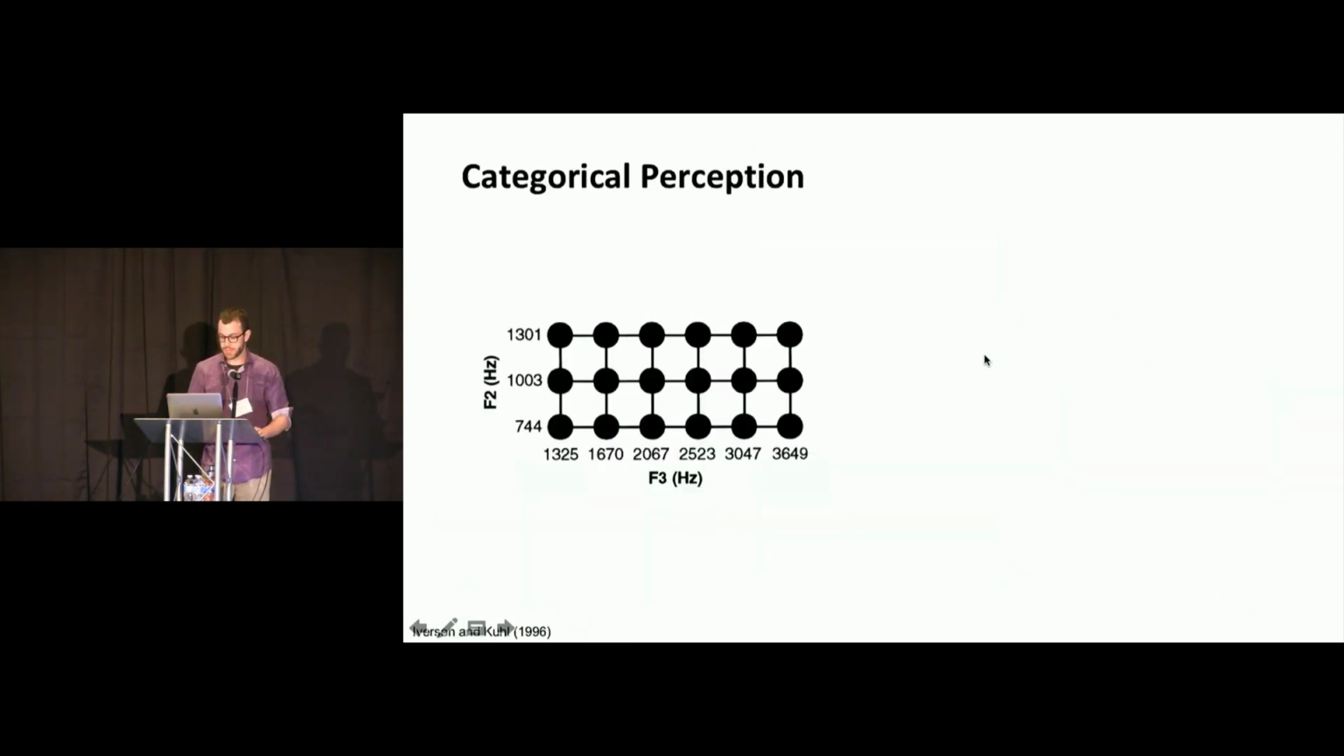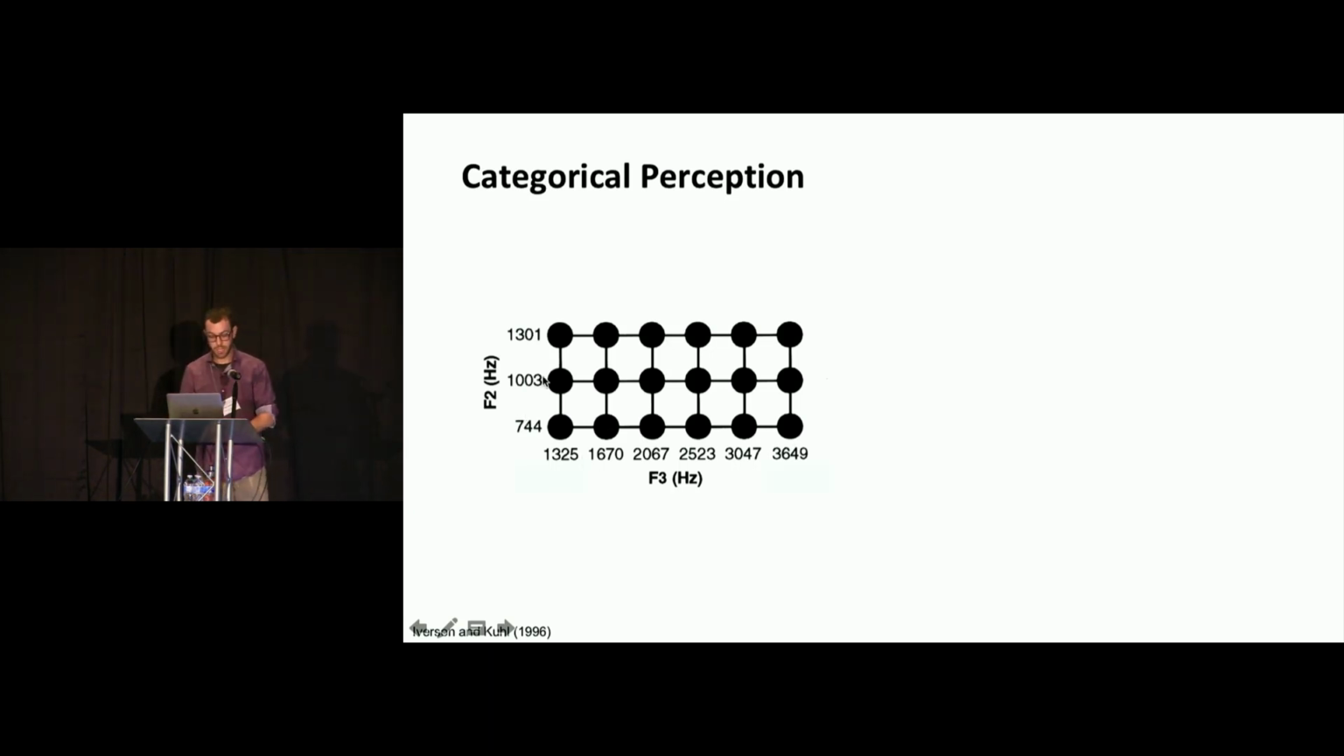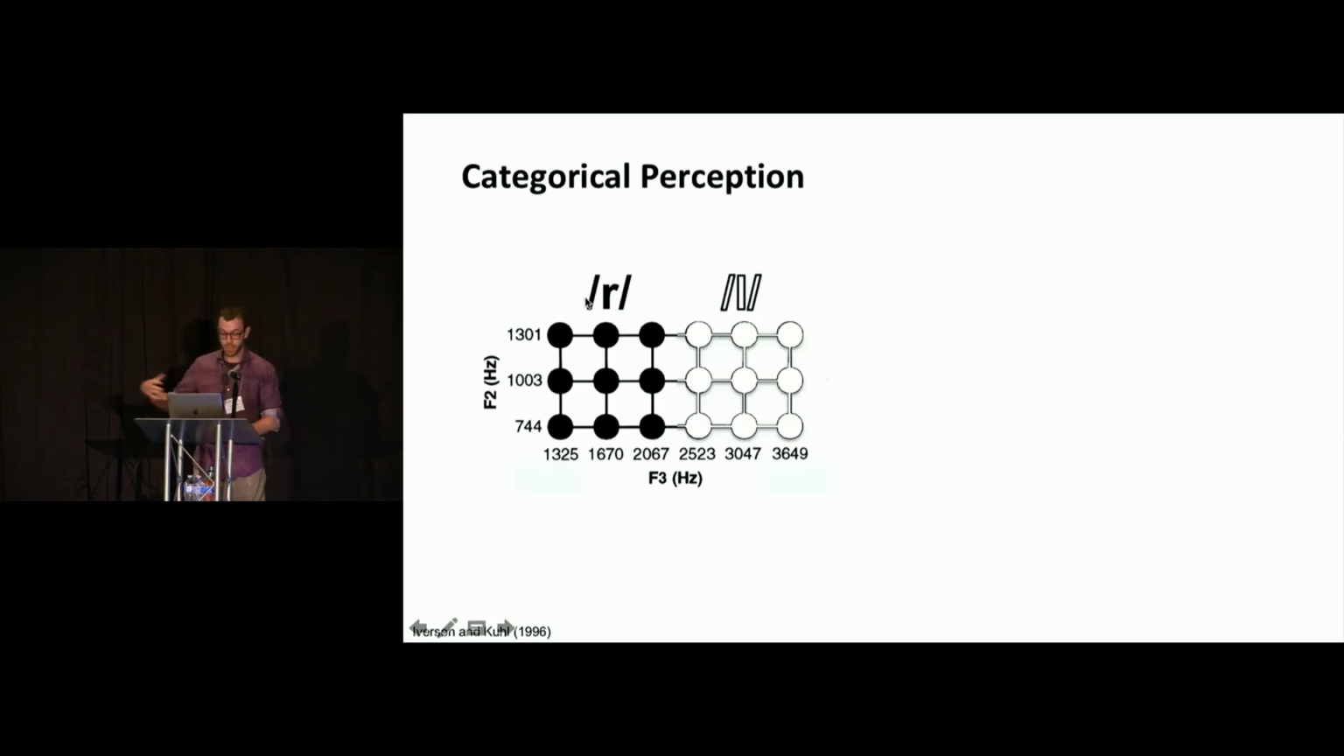So for example, in this study by Iverson and Kuhl, a grid of smoothly varying phonemes are taken from formant space. So here the x and y axes are just formant frequencies, which are features of speech, and each one of these black dots is a formant. The left half correspond to R phonemes, and the right half correspond to L phonemes, as in rake and lake.